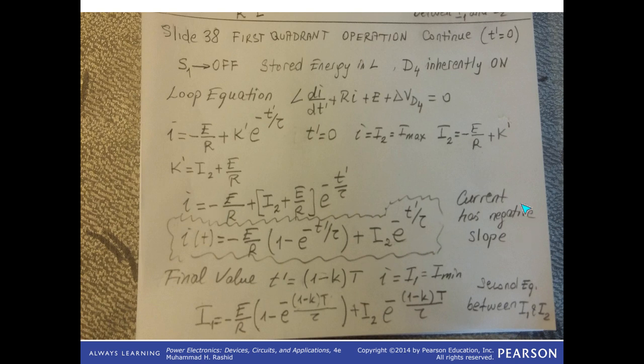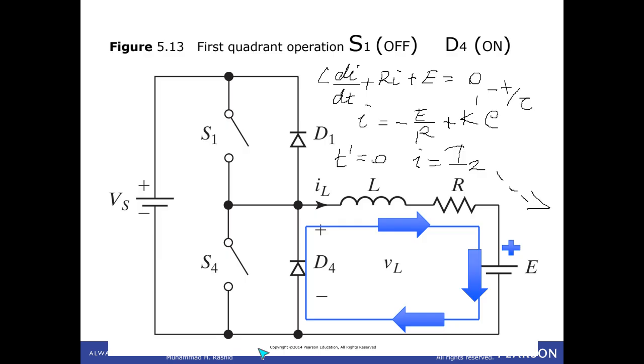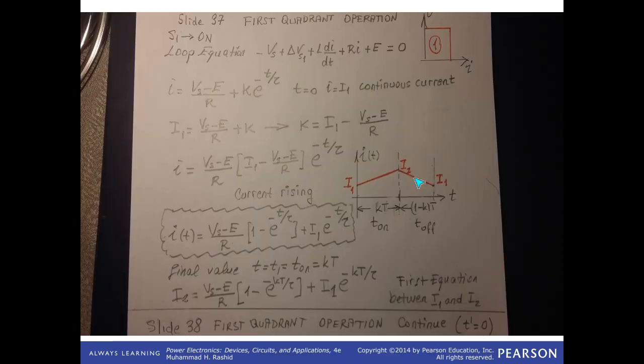Current equation of course has got a negative slope. How do I know? I can see mathematically that the slope is negative, reducing of course.